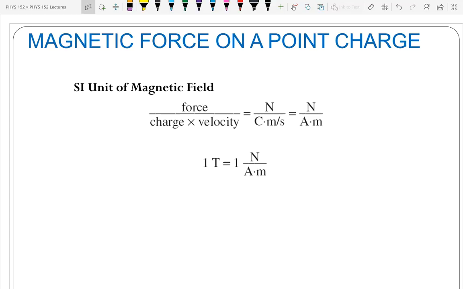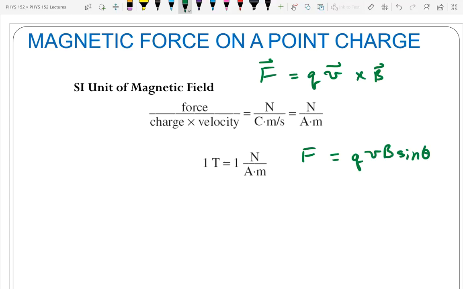Units. On Wednesday, I said the unit for magnetic field is the Tesla, and we would get to what a Tesla really was later. Well, now that we have our equation that says force is equal to QV cross B, or the force magnitude is equal to QVB sine of the angle between them, now I can look at units. Because I have, for magnitudes, the magnitude of B is equal to the magnitude of force over QV sine theta.